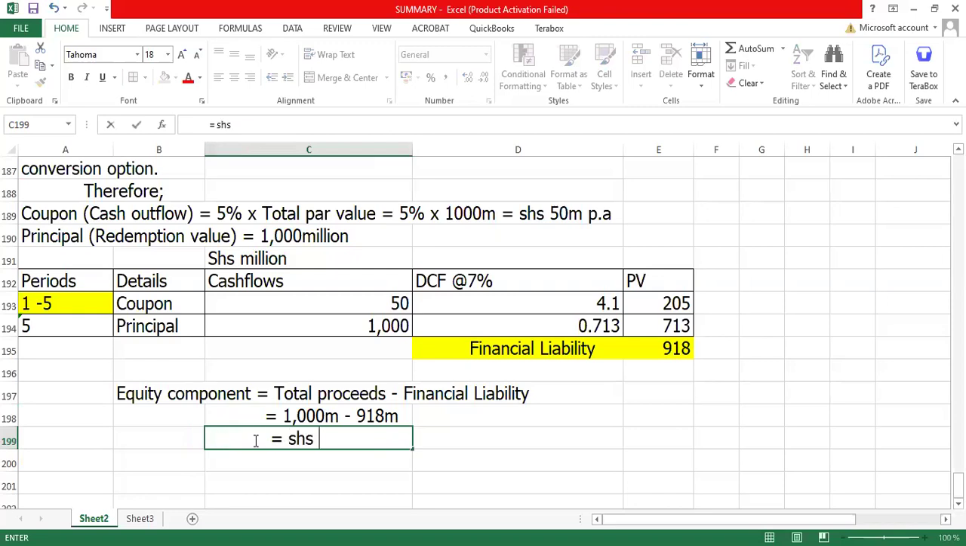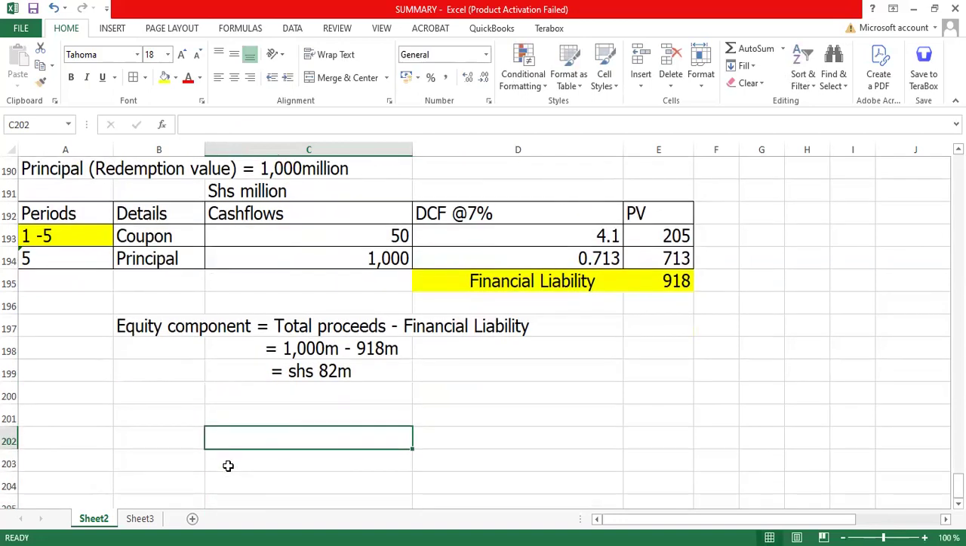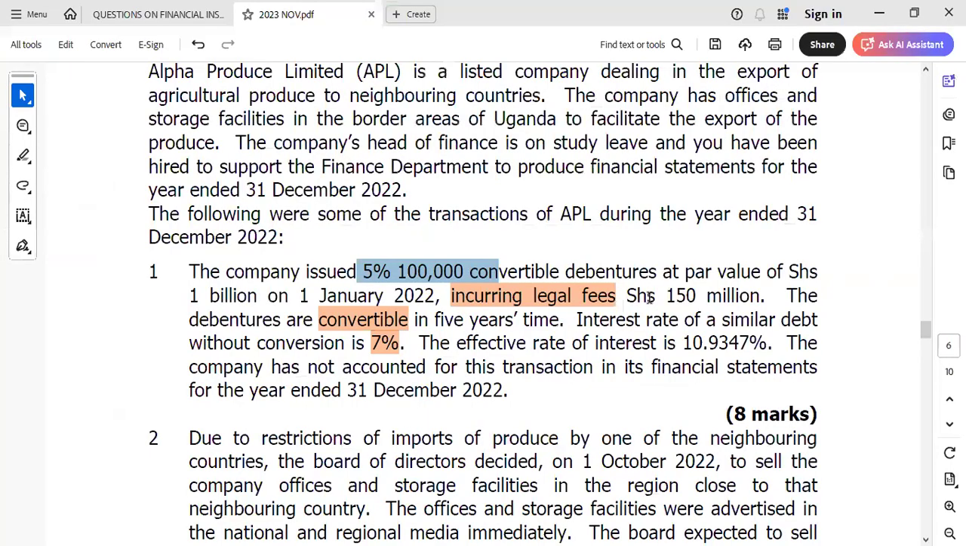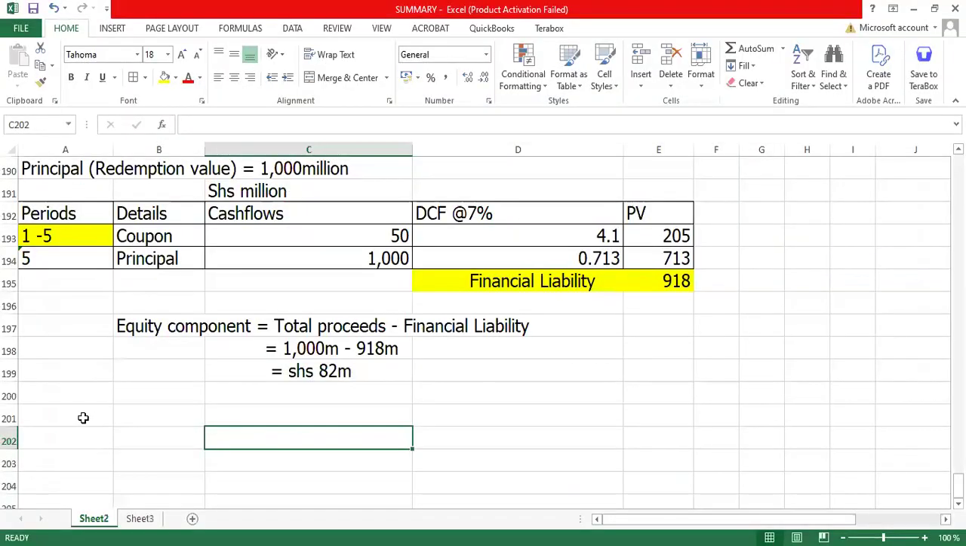So here, it will be shillings. This is what, 82? Yeah, 82. So that is your equity component. Now that we have in this question the legal fees, we have the legal fees of 150. What should be done with these legal fees?